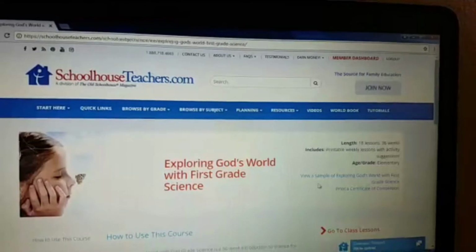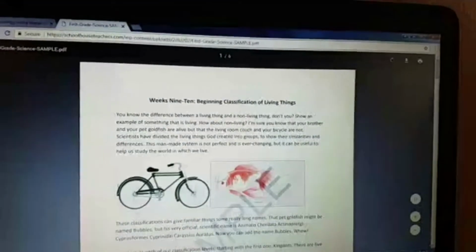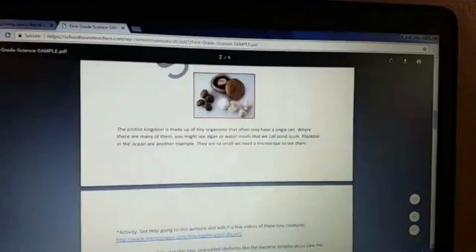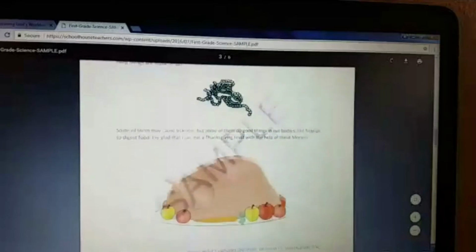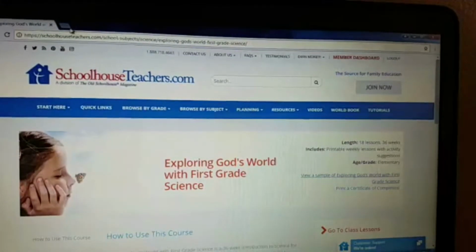Now we're going to go to View a Sample and look at it. See, classification of living things. It has some pictures and it has the different kingdoms. But all this is age appropriate for your first grader and covers almost all of the things on that list. Okay, so it's colorful, just like a science book that you would see anywhere else.